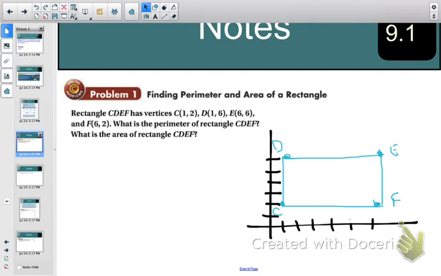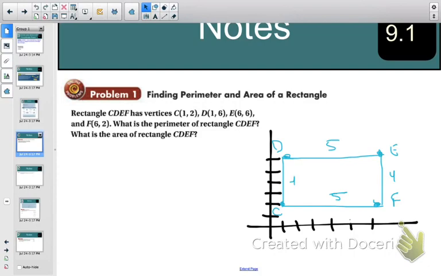So to find the perimeter, you just add up all the sides. You can just count, and we know that this side right here is going from 1 to 6, so that's a distance of 5 there. Also 5 right here, because the opposite sides are the same. This one goes from 2 to 6, so that's going to be 4, and 4.